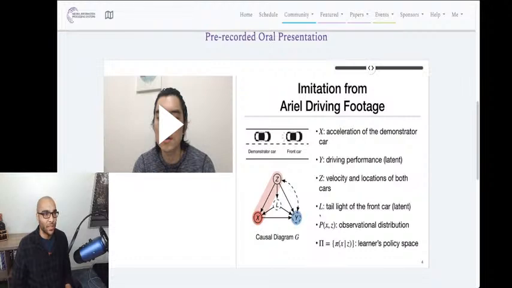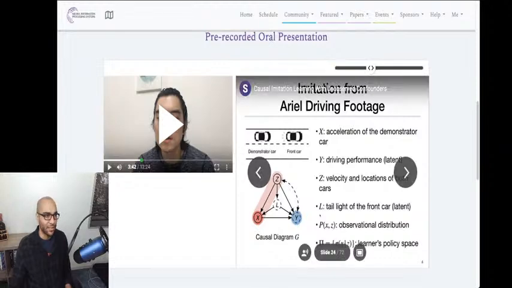Let me think. So the X here is the acceleration of the expert car, and Y is the driving performance. We don't see what that is, at least the observer doesn't see what it is. Z is velocity and locations of both cars. And this bi-directed edge here implies that there's some kind of confounding variable that affects both the location of one or more cars and the driver's performance.